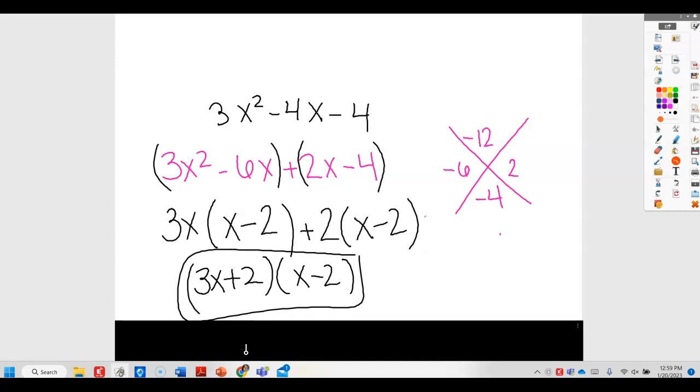So again, if I put that negative one first, I take out my 3x, left with x minus 2. So I have 3x plus 2, x minus 2. Anytime that third number is negative, you're going to have one of each.